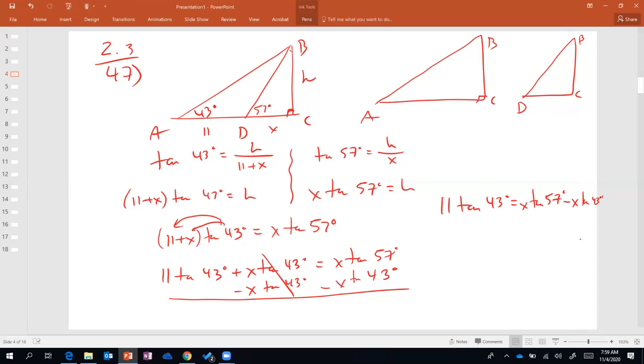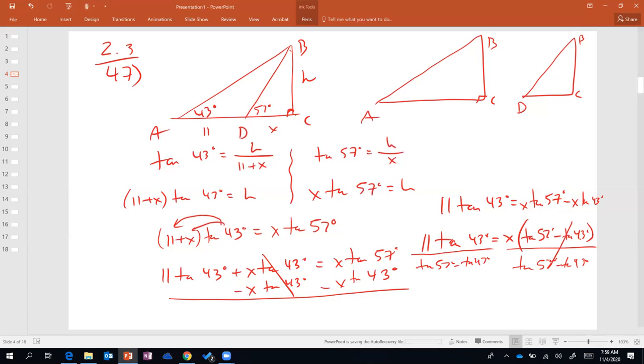Okay, I have 2 x's. I'm trying to solve for x, so I'm going to factor. This is all these factoring techniques that we learned in algebra. I'm going to take out the x here: tangent of 57 degrees minus tangent of 43 degrees. And I'm going to divide by that. So finally here, x equals 11 tangent 43 degrees on top.